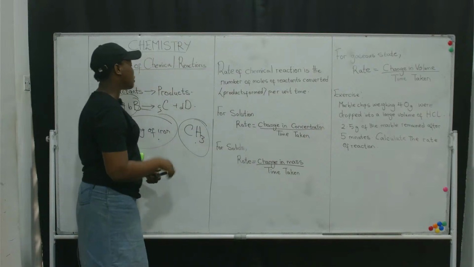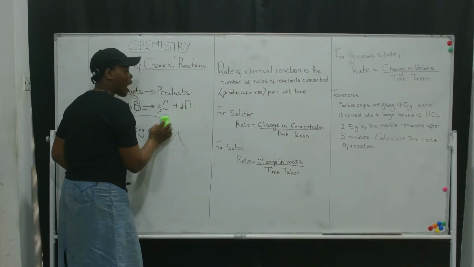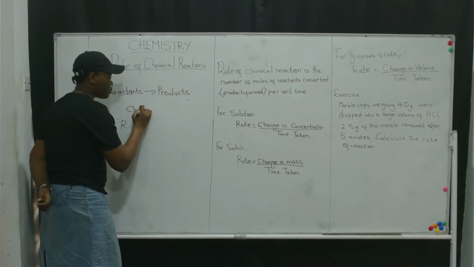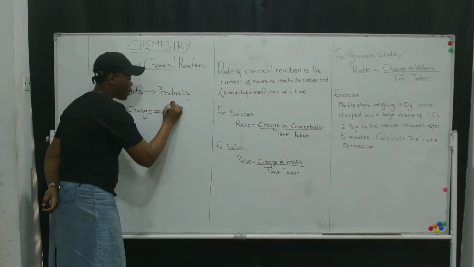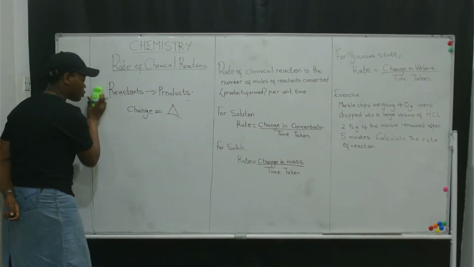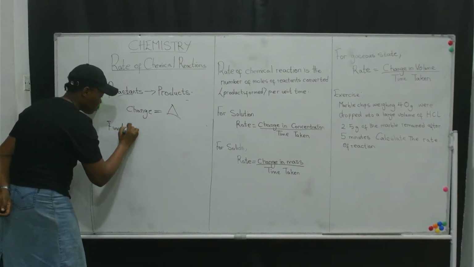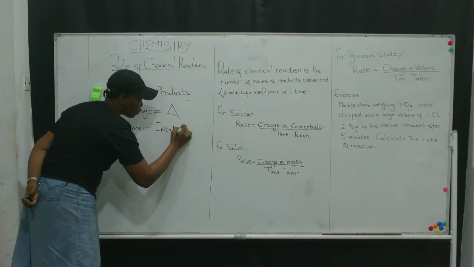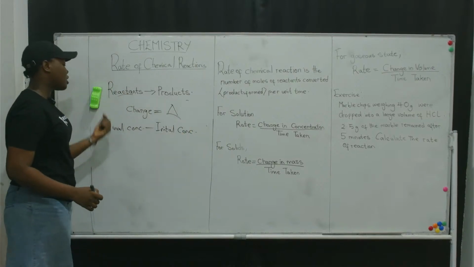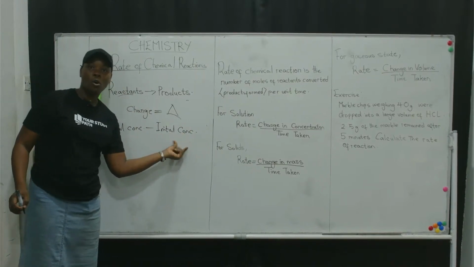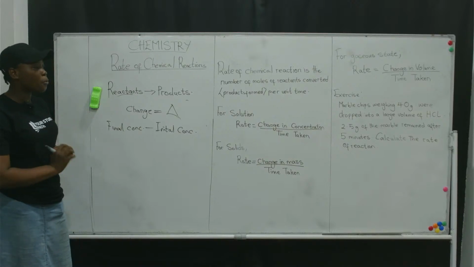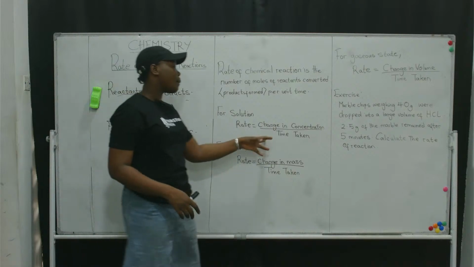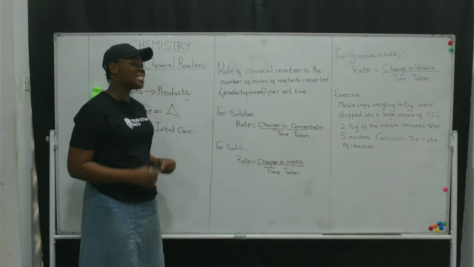Change in concentration means the initial concentration and the final concentration. So change will mean delta. That means the final concentration minus the initial concentration. Change is the final concentration minus the initial concentration. That's for reactants, right? And for product it is the other way around. Basically the change in concentration per unit time. For solid, it is the change in mass.